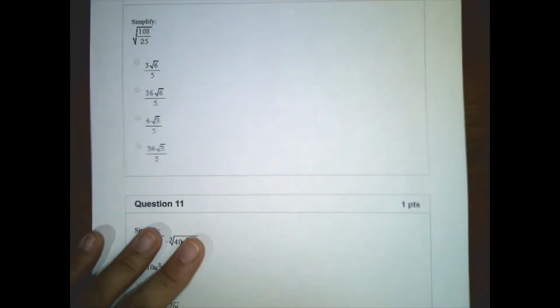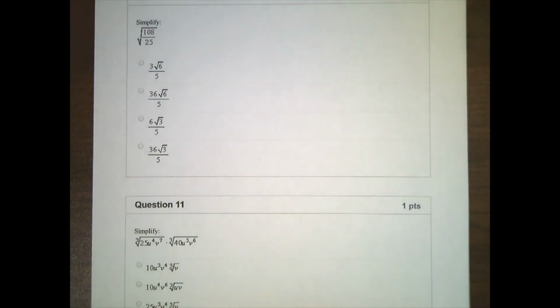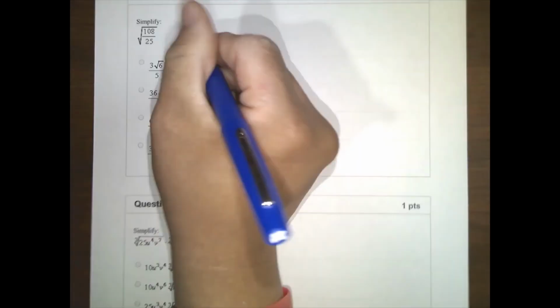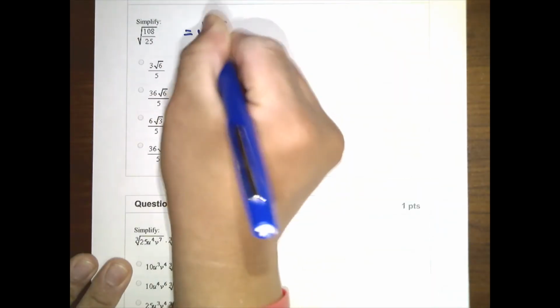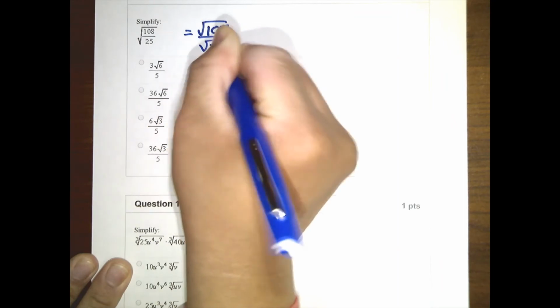So we have the square root of 108 over 25. All right, so here we go. So I hope that you're enjoying this already. So I have square root of 108 over square root of 25. But I know the square root of 25 is 5.